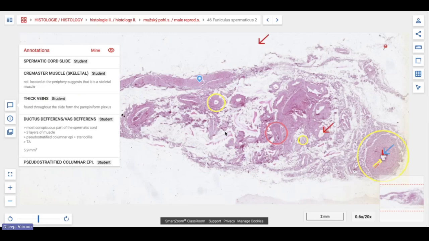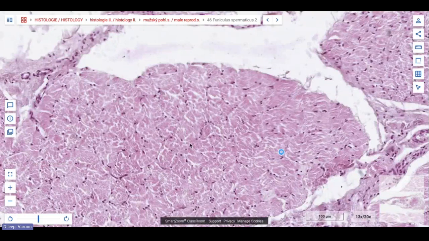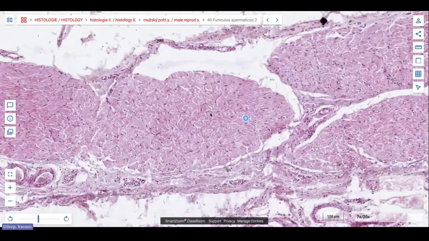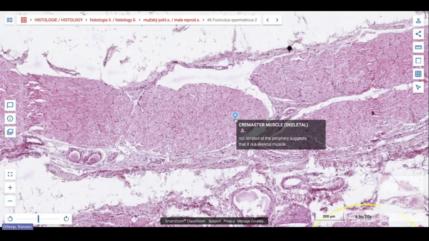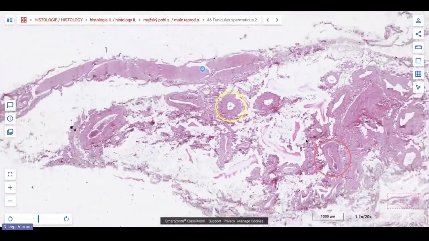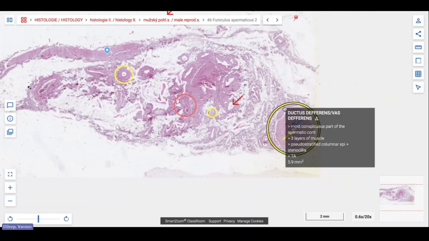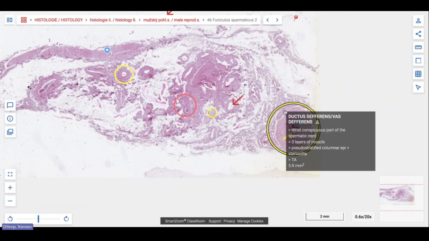First of all, on this part, you can see what looks like striated or skeletal muscle, because the nucleus is flattened and present at the periphery. So this is the cremaster muscle, and this is one of the most important parts during the differential diagnosis. Then we have the ductus deferens, which is really prominent in this slide as well as the other slides. So the cremaster muscle and the ductus deferens would be your differential diagnosis for this slide.